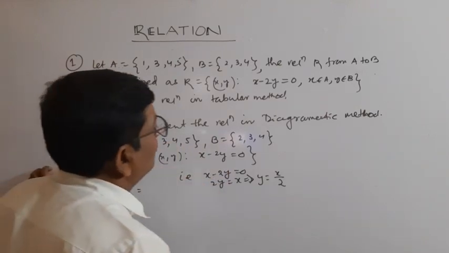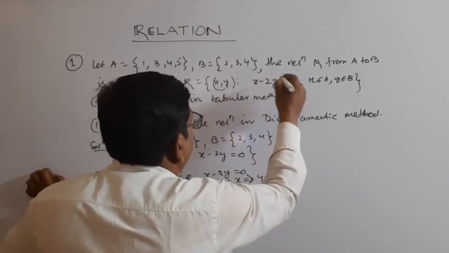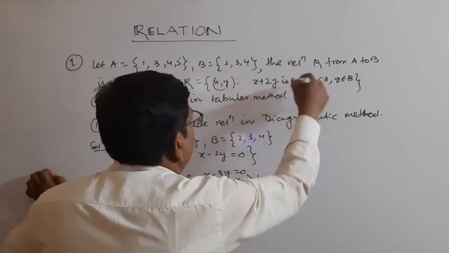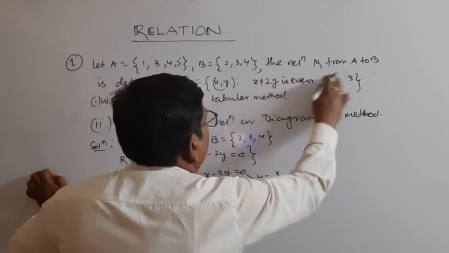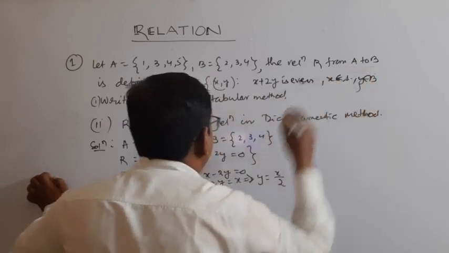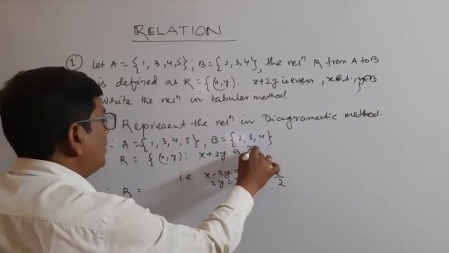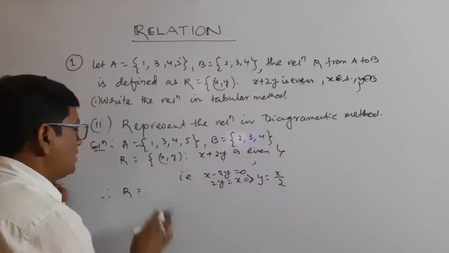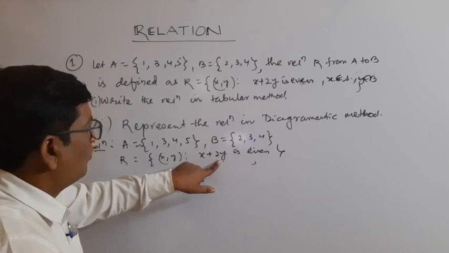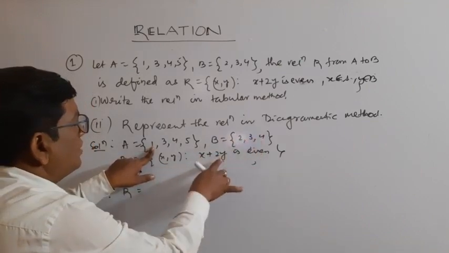Or we can change the question: x plus 2y is suppose odd. Change the question, x plus 2y is even, even integer, where x belongs to A and y belongs to B. So put x is equal to 1 here and y equal to 2, 1 plus 4 not, 1 plus 6 not, 1 plus 8 not.